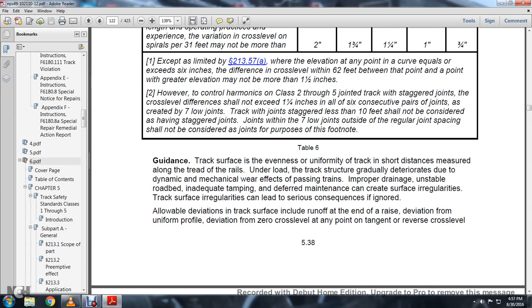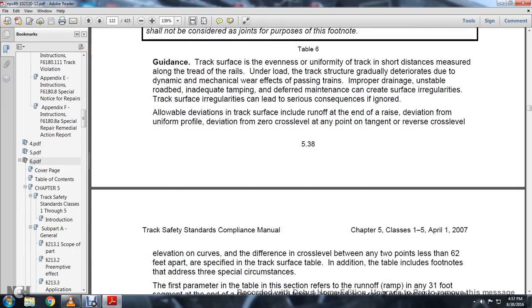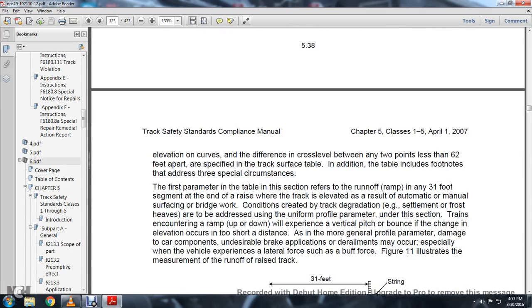The underlying track structure gradually deteriorates due to the dynamic and mechanical wear and effects of passing trains, improper drainage, unstable roadbed, inadequate tamping, and deferred maintenance, and can create surface irregularities. Track surface irregularities can lead to serious consequences if ignored, allowing deviation of the track surfaces, including runoff at the end of the deviation of the uniform profile, deviation of zero cross level at any point of the tangent, reverse cross level.